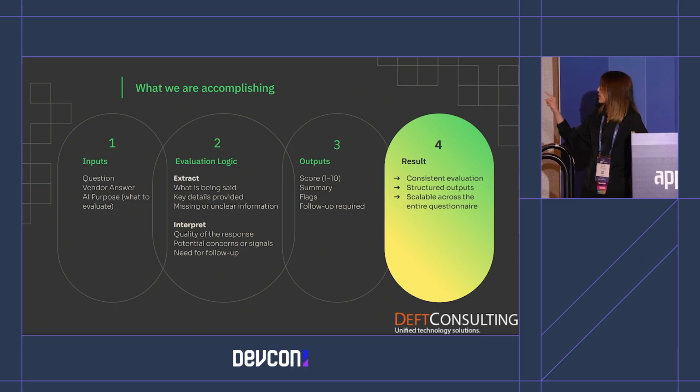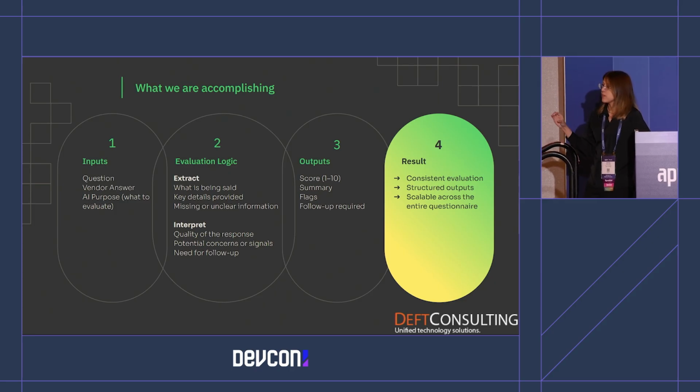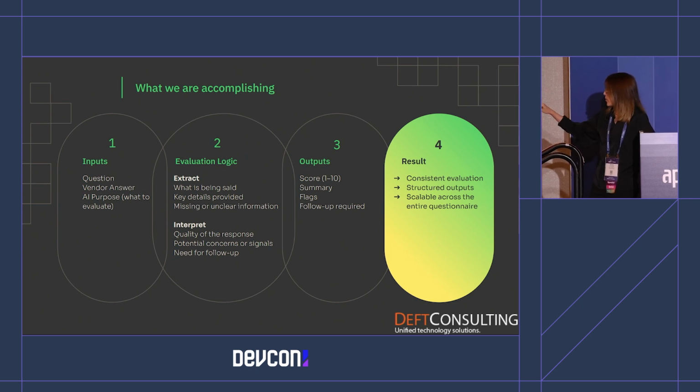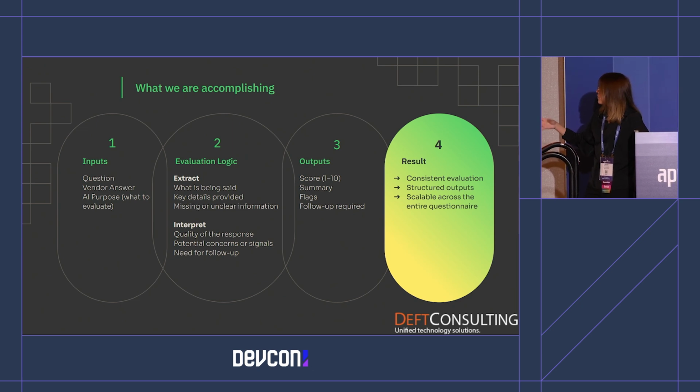We're telling it to extract the information, because at the end of the day, we still want these fields or this information that's exact and precise to be extracted from the questionnaire. So we are asking it to extract what is the overall purpose of this vendor and things like that. But we're also asking it to interpret what is the quality of the response, and interpret also against that question the AI purpose that was added into it.